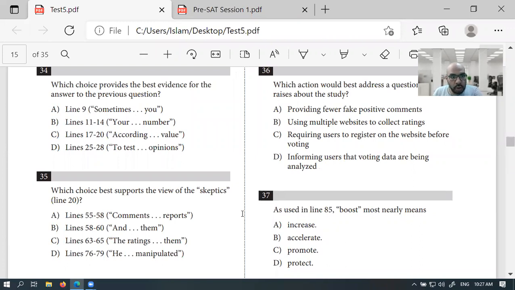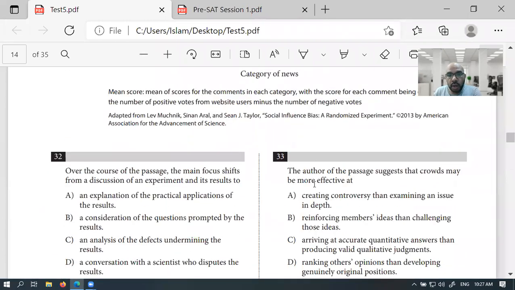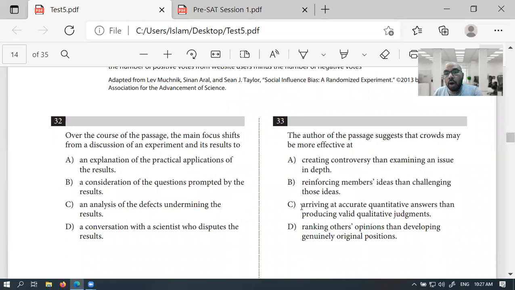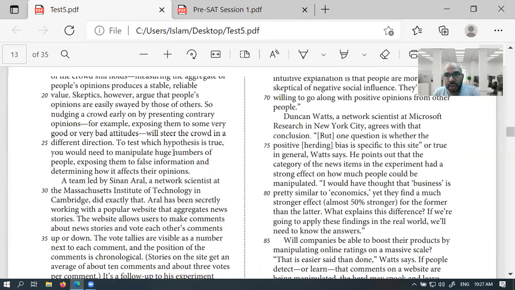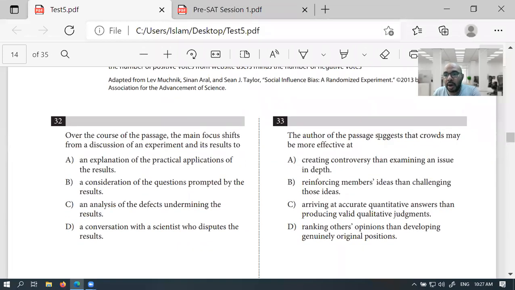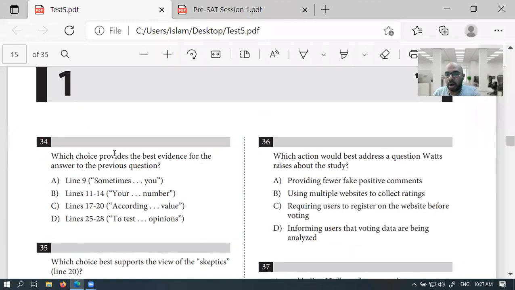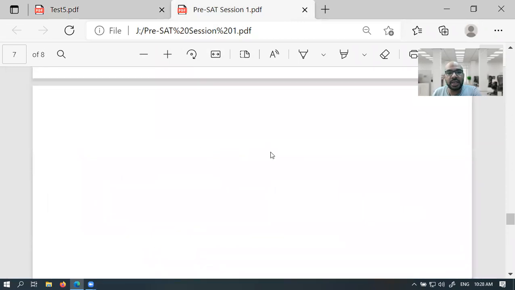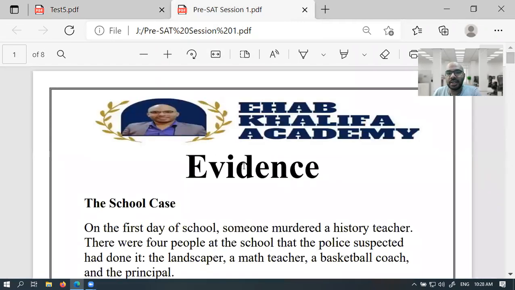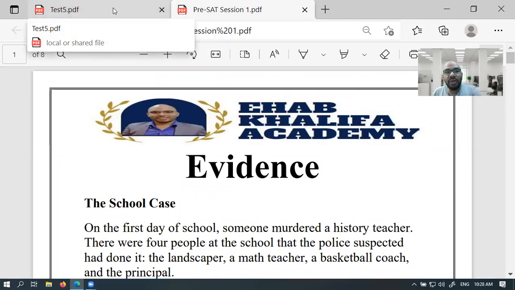Okay, so here, guys, I will ask you a question like this one, for example. The author of the passage suggests that crowds may be more effective at, and you choose the best answer according to what you read in the passage you see now. So this is a question that asks you about the best answer. See question 34. Which choice provides the best evidence? So for everything we choose, we must have the evidence. And this is the big title of the first session. This is what the first session is about: evidence.